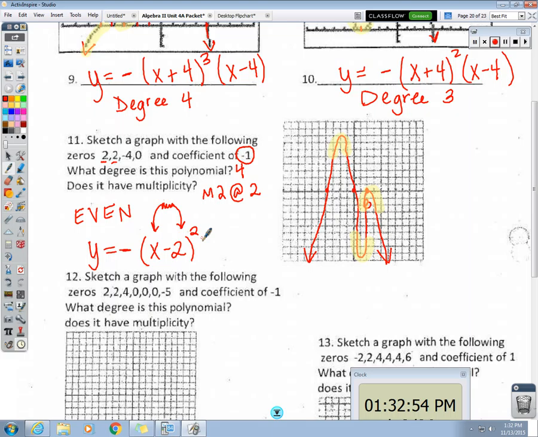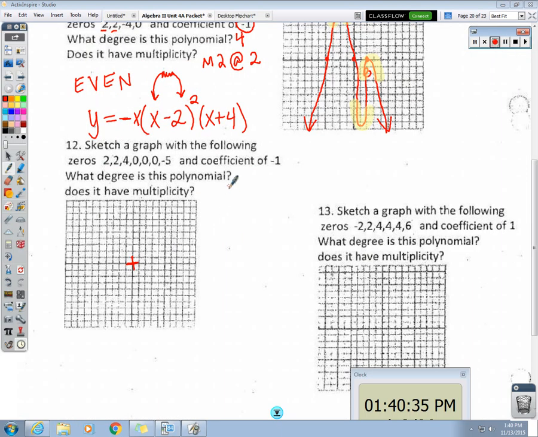Hold on, I know what you're going to ask. We'll get to it. Okay, then the negative 4 would be represented by x plus 4, but then the 0 is represented with the x, and so we'll throw that out front. We always like to put our monomial first. Okay, so now I want you to try 12 and 13. I'll give you a few minutes, and then we'll go over those to make sure you did them right.